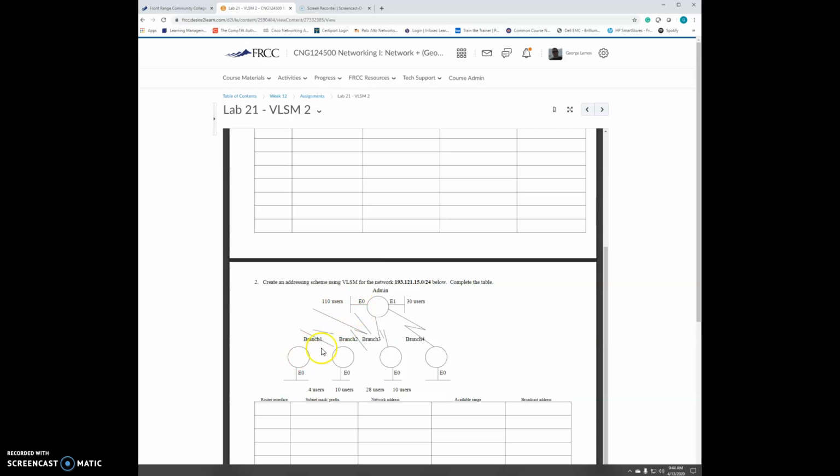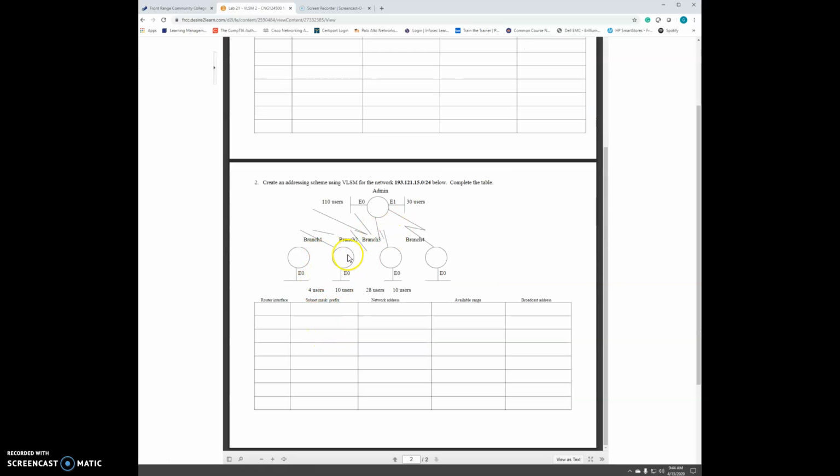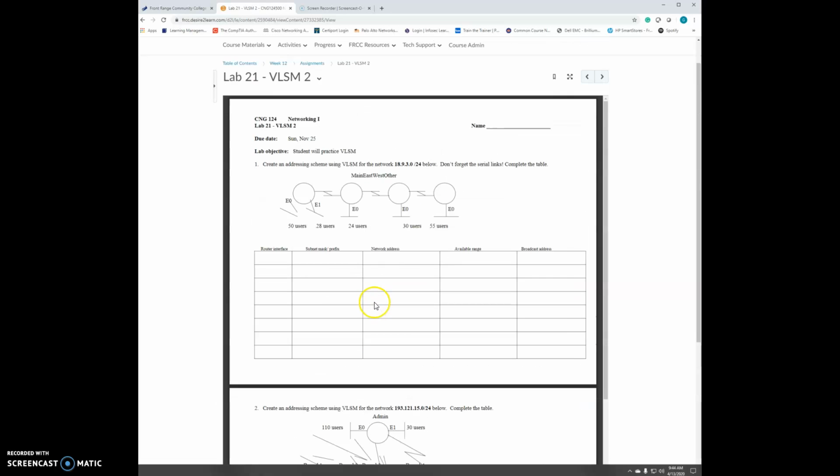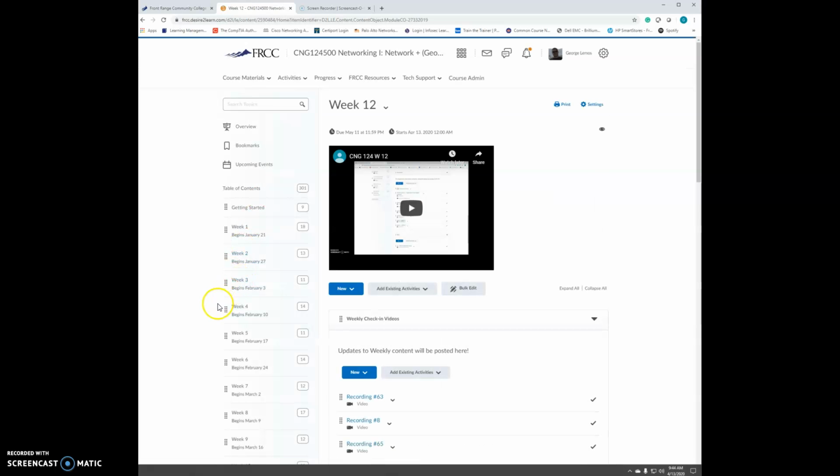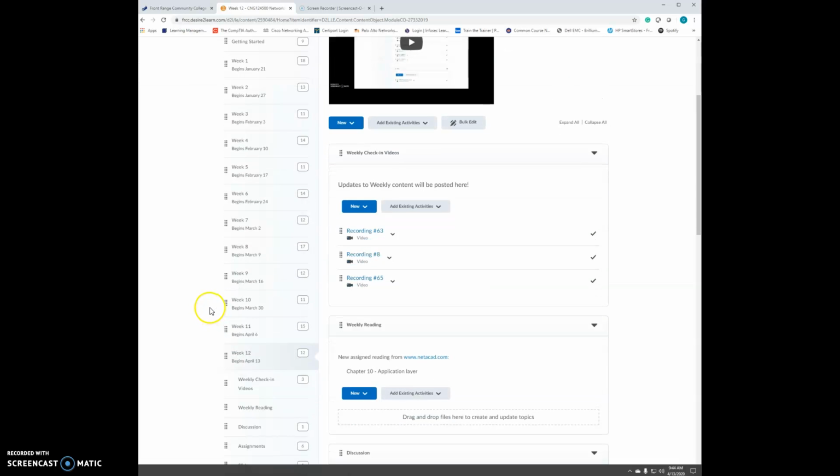I don't know what happens here, but as soon as I load documents to D2L, they seem to go crazy with my lines. They're supposed to look like this, and they just kind of go crazy. But complete your VLSMs. This week we have a little break from Packet Tracer, so make sure you go back and look at Packet Tracer again and go through that. And that's all.